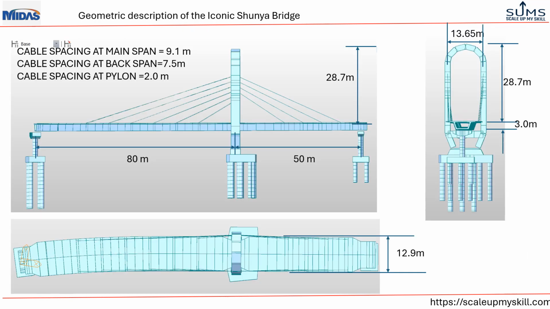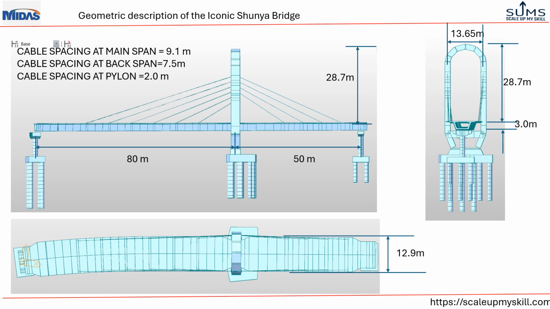This is the elevation and top view of the longitudinal model of the bi-connection bridge. The pylon is in the shape of an O, as you see here, and the pylon towers have a center to center distance of 13.65 meter. Total height is 28.7 from the deck top level, and the width of the deck is 12.9 meter.